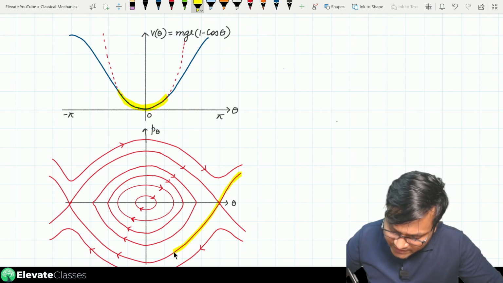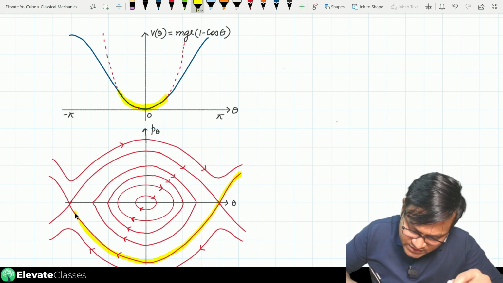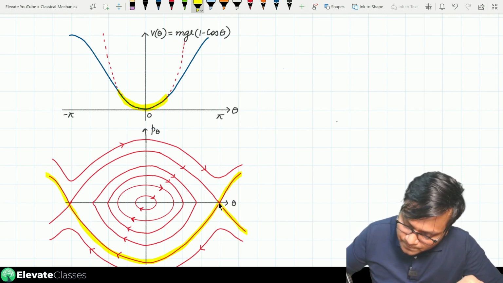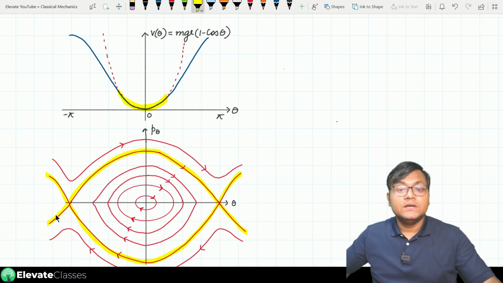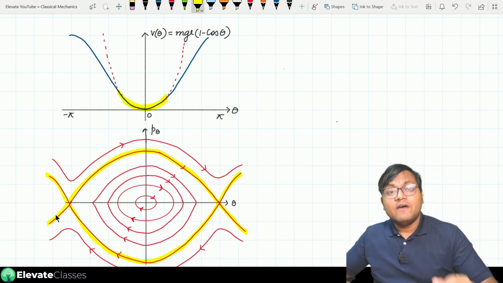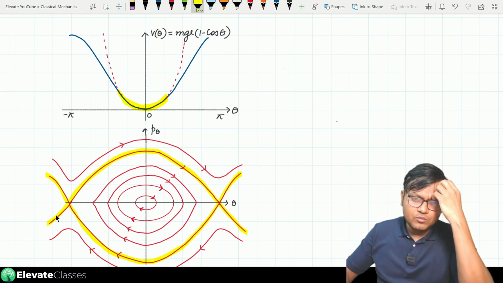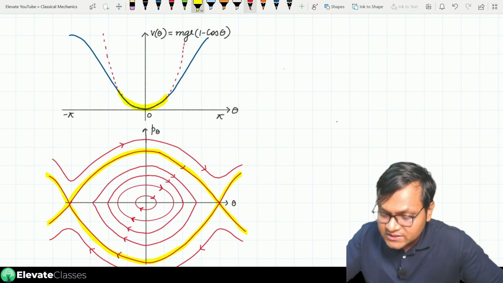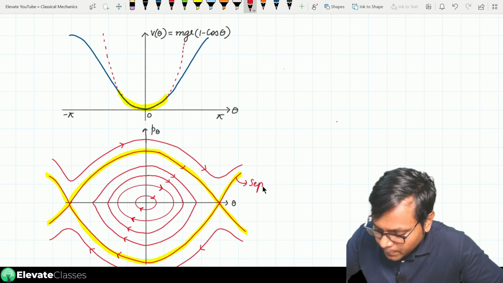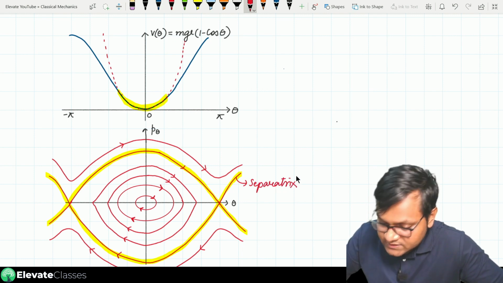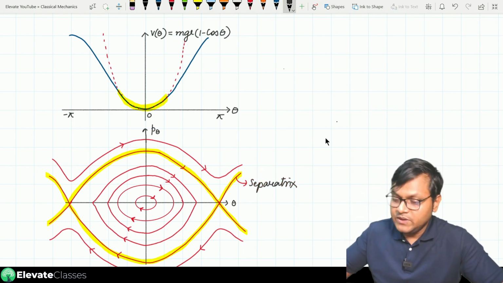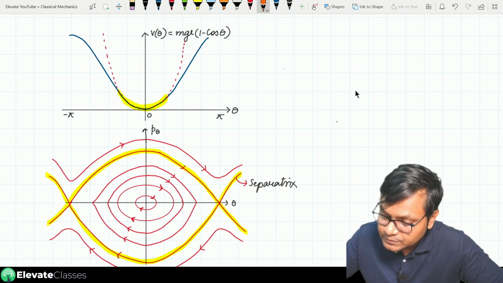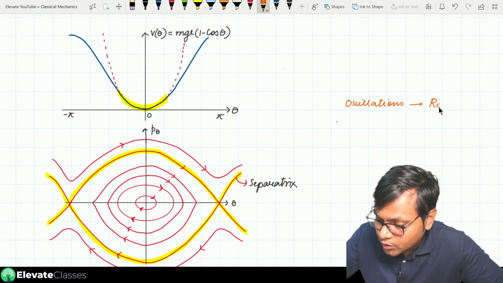All right, so this line in the middle that you see, this particular line, है ना? So this line represents the boundary between oscillations and rotations. Okay, so on one hand you have oscillations for energies which are slightly less, and then for energies greater than what is required to make one complete revolution, you have rotations. So this line is known as a separatrix. Okay, separatrix. Separatrix means it separates the behavior of the phase space into two distinct behaviors. So on one hand we have oscillations, and beyond the separatrix we will get pure rotations.